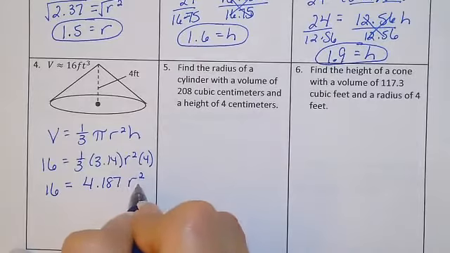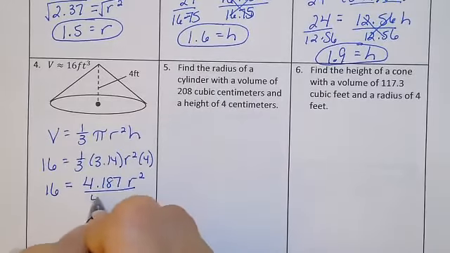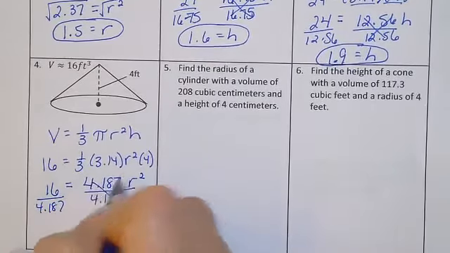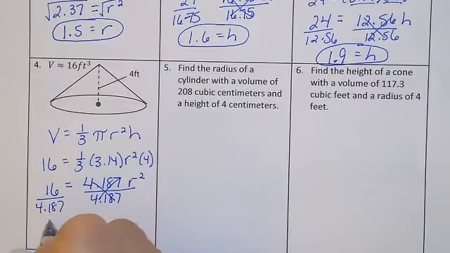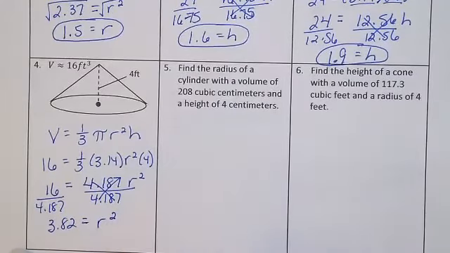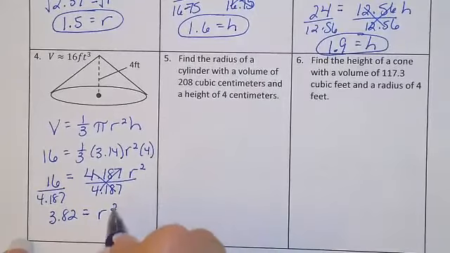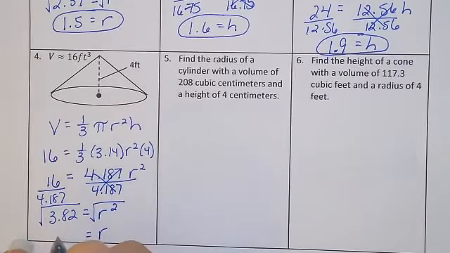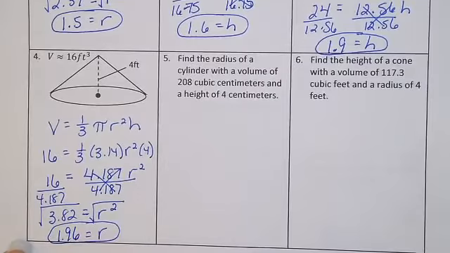Okay, I need r squared by itself, so I'm going to divide both sides by 4.187. And that gives me 3.82 equals r squared. Okay, again, to undo a square, we find the square root. And if I do that on this side, I have to also do it on this side. Square root of 3.82 is 1.96. And that is my radius.